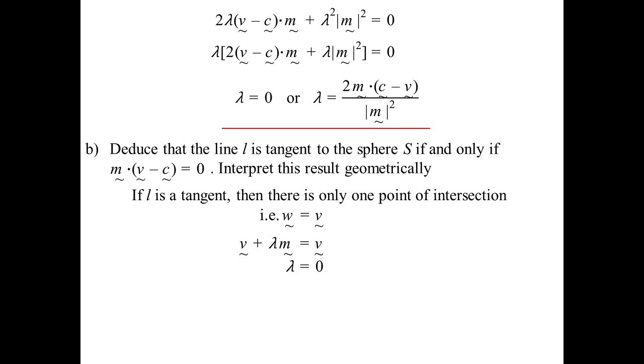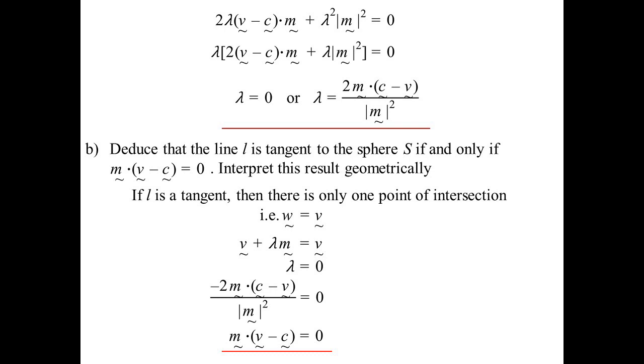That's fine for the left-hand side of what we proved here. Lambda was equal to 0, but it always has to be 0 if this is going to be a tangent. So therefore, my right-hand side here, lambda equals 2M dot (C minus V) over magnitude of M squared, that also has to equal 0. Well, if I've got a fraction equaling 0, it must be the top of the fraction that equals 0, and I have what they've asked for. So M dot (V minus C) is equal to 0.